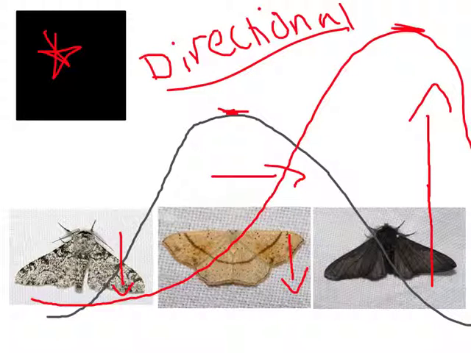You can have directional selection that goes the other way too. I just happen to choose a black background. But if our background was white instead of black, you would expect that the white moths would go up and everything else would go down.